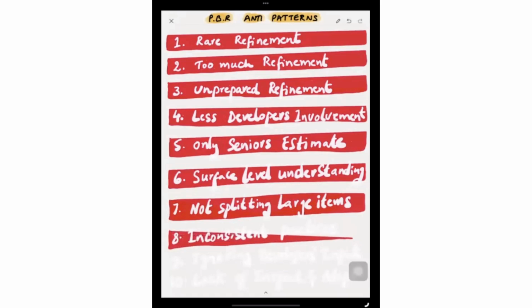And then inconsistent practices. That means every product backlog refinement introduces new practices, which will keep them in a confused state. So define some practices, and time to time inspect and adapt.